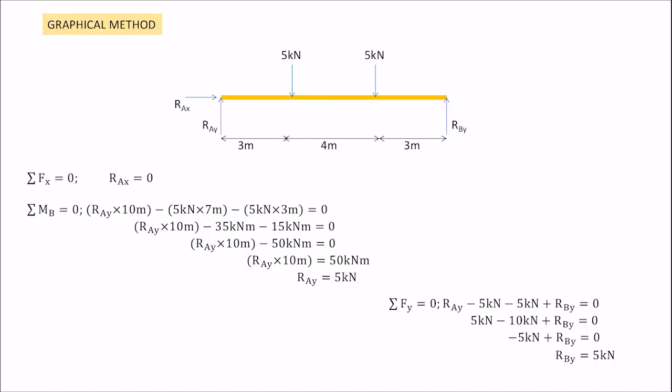In the graphical method or any method, the first thing that you need to do is to find the reaction at both support. Here we have pin support or hinge at A and roller support at B. The reaction at A is going to be horizontal and vertical. And for B, it's going to be vertical reaction. You can start using the moment equation or the force equation, doesn't matter. But I will start with the Fx first because there is no other horizontal forces acting on the beam, which means that the RAX is equal to 0.